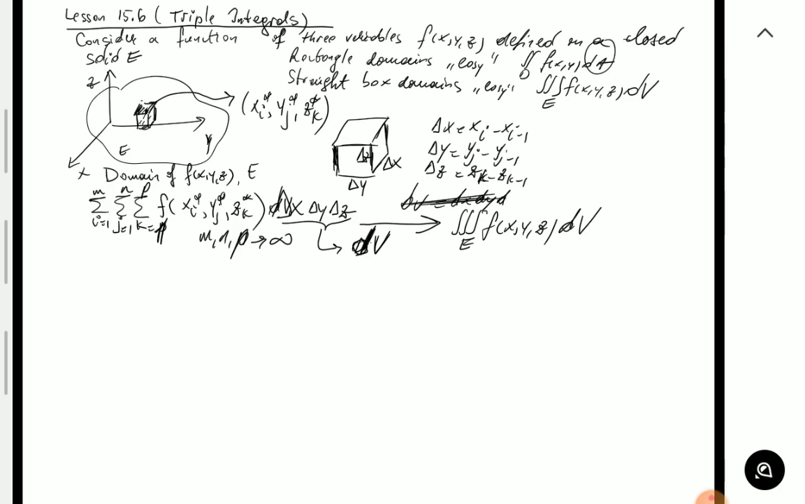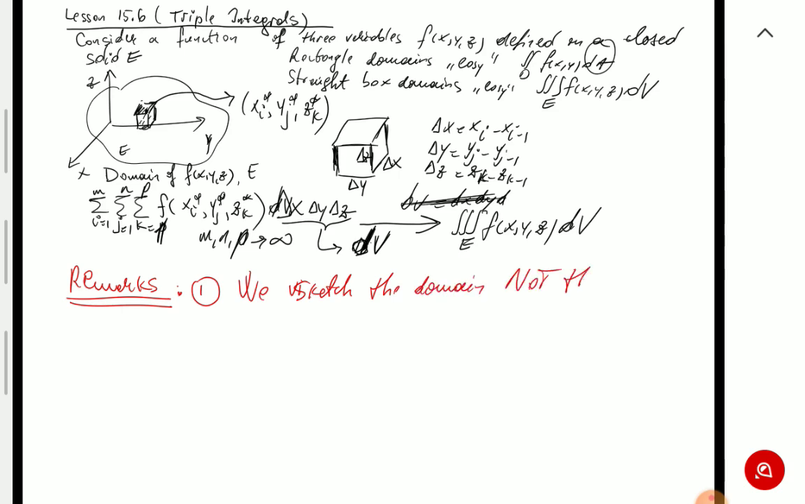But let me point out a couple of important remarks, and they are indeed important so as not to make confusions between this and the previous integrals. So the first important remark I want to make here is that when we talk about the triple integral, we visualize, or let's say we sketch, the domain and not the value of f(x, y, z), so not the actual value of the function at any point in the domain.